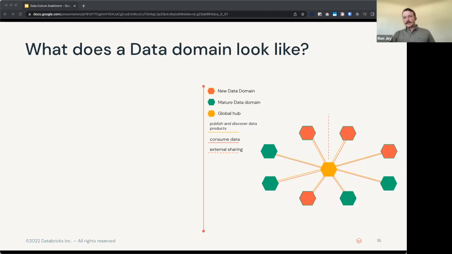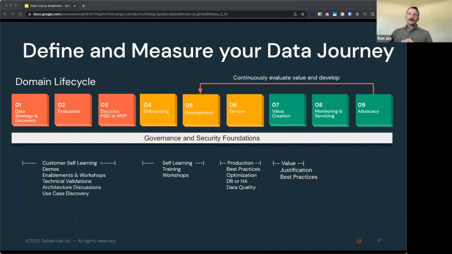Okay. So again, just referencing this, I'll come back to it. We're going to double click here into our individual domain, and let's look at what one of those looks like. So how do we define and measure our data journey?